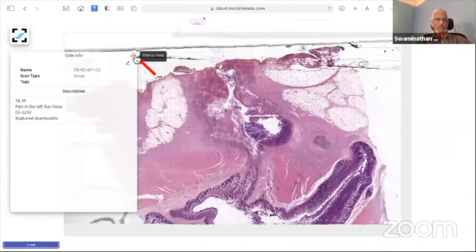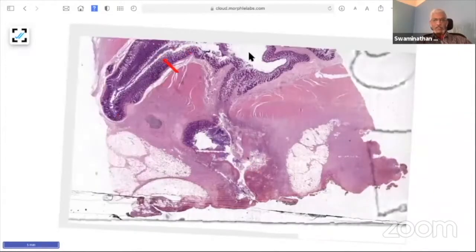So this is a 56-year-old male with pain in the left iliac fossa. And this is the epithelium. You see the epithelium going down and ruptured. Some inflammation is happening and it is opening into the serosa. So this is a diverticular process where the epithelium is going through the muscularis propria into the serosa, and it has ruptured and inflamed. So this is acute diverticulitis with rupture, more common on the left side because of constipation or increased pressure in the lumen.